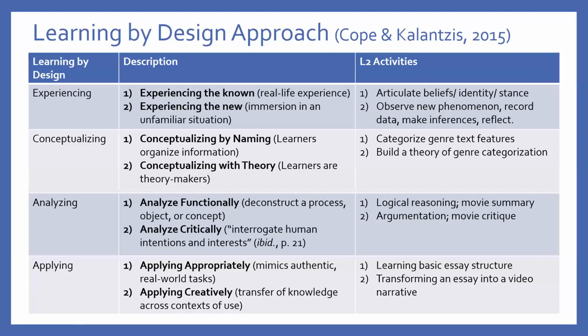Conceptualizing then is regarded as either conceptualizing by naming or conceptualizing with theory. Conceptualizing with naming is how learners organize information according to different discourses or different scholarly groups of knowledge, right? So how would L2 learners categorize a genre based on the text features? Conceptualizing with theory is to take those concepts or those categories that they've already created and to then extrapolate a theory from them.